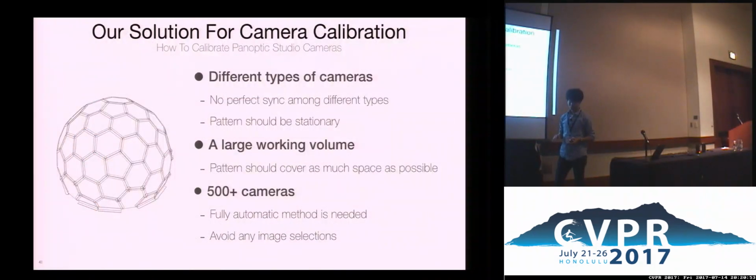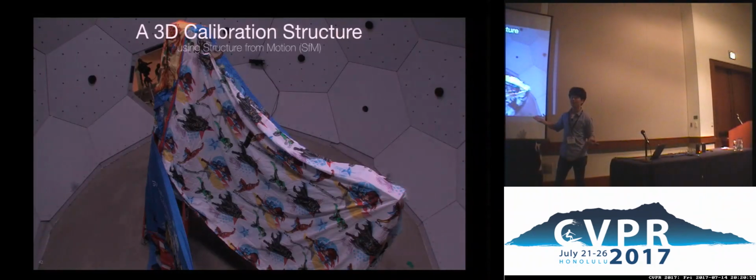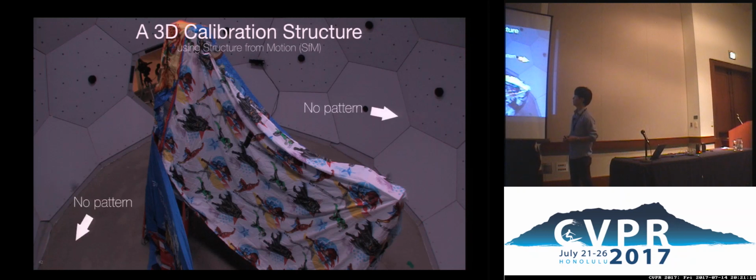And our solution is essentially something like this. This is our very initial solution. We just put up some tent or whatever, and just run structure from motion, treating this as an in-the-wild camera system. It worked somehow, but there are issues. For example, here you cannot have any patterns on the wall side. So you still have to move this kind of object multiple times to get some coverage.